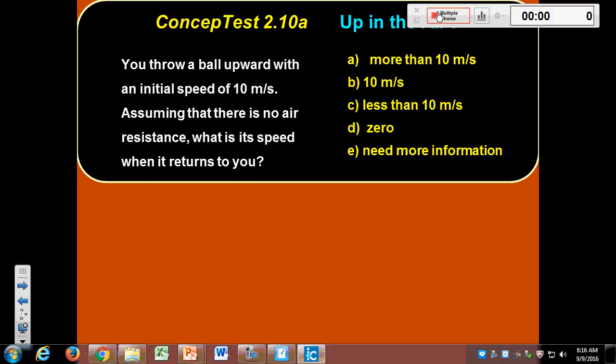You throw a ball upward with an initial speed of 10 meters per second. What is its speed when it returns to you? So I throw a ball up, and it comes back down. What is its speed here? It's 10 here. What is it when it comes back? Remember, feel free to ask your neighbor.